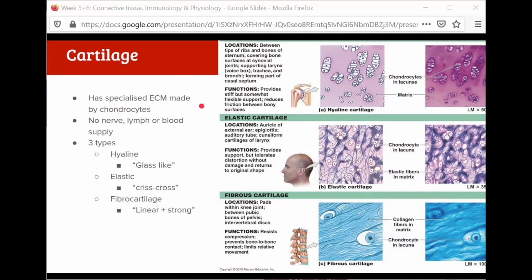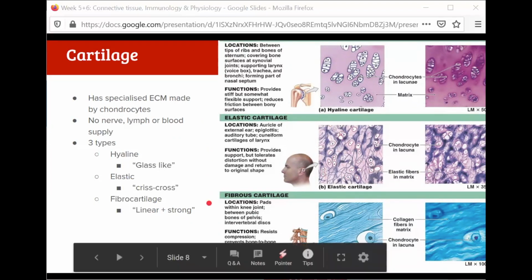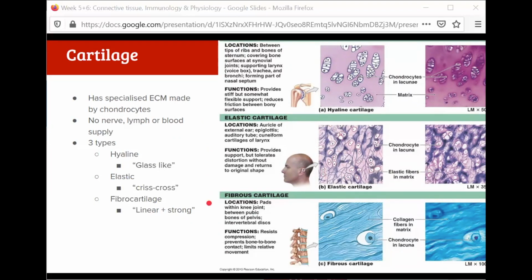Three main types you've got to know about. You've got hyaline, elastic, and fibrocartilage. These are just some descriptions in terms of how you can see them histologically. You've just got them on the right-hand side as well.